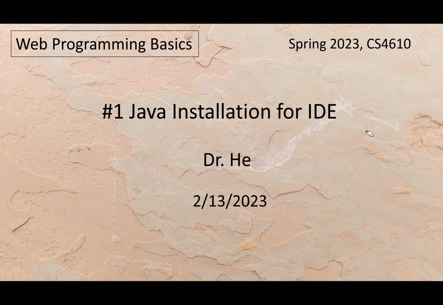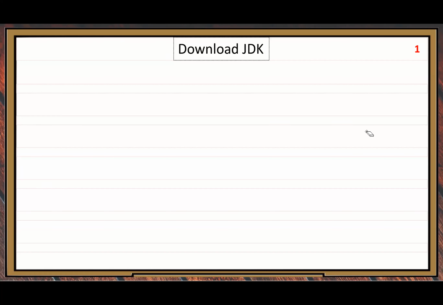All right. I will start from the very beginning. Before we can work on our programming examples and projects, we need to do the Java installation first. Many of you may already have Java installed, but some of you may not, so I need to start from there. First, download the JDK.